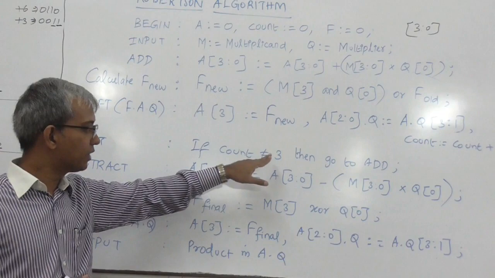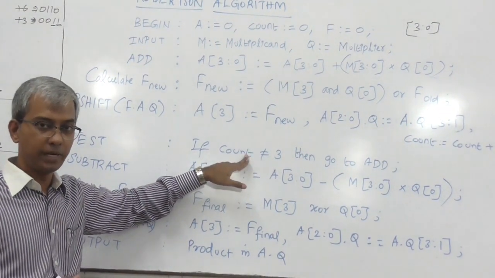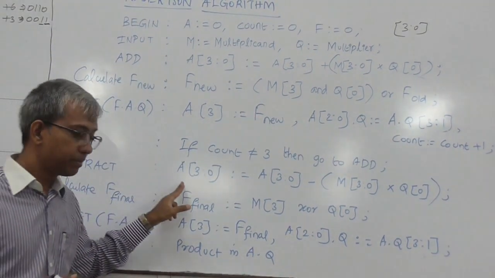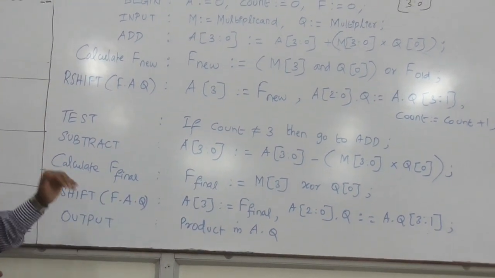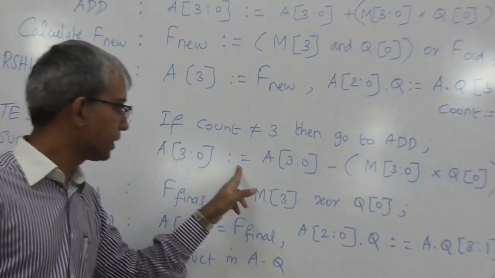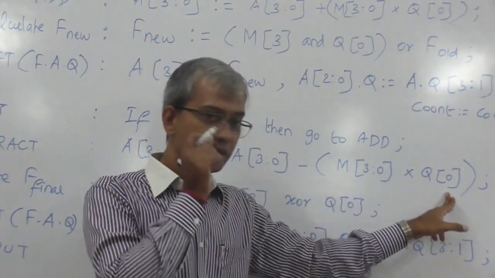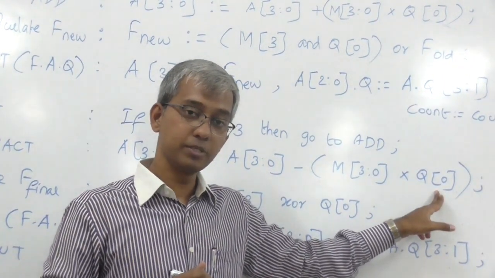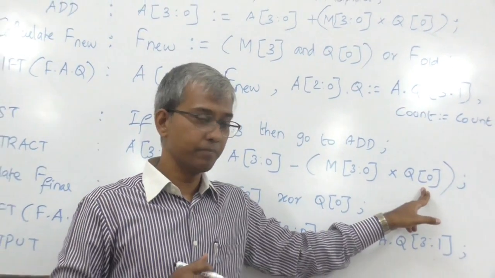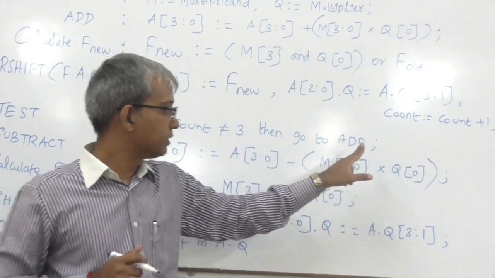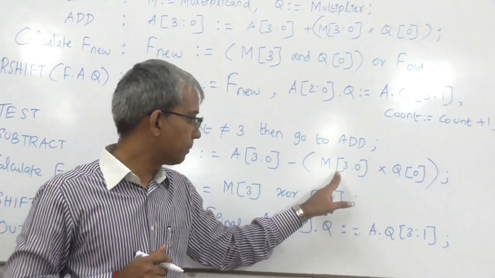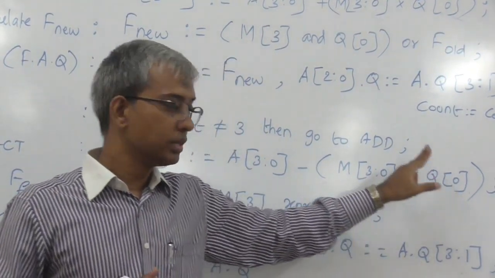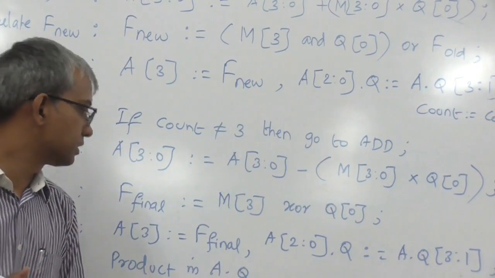When the count is equal to 3, the condition fails, so it will come over here, and then we have to perform a subtraction operation instead of addition. How? Once again I have to check the LSB of my multiplier. Now this LSB represents the sign bit of your multiplier. If the sign bit is 1, then I have to subtract the multiplicand from the A register. If the sign bit is 0, then I have to subtract 0 from the A register.